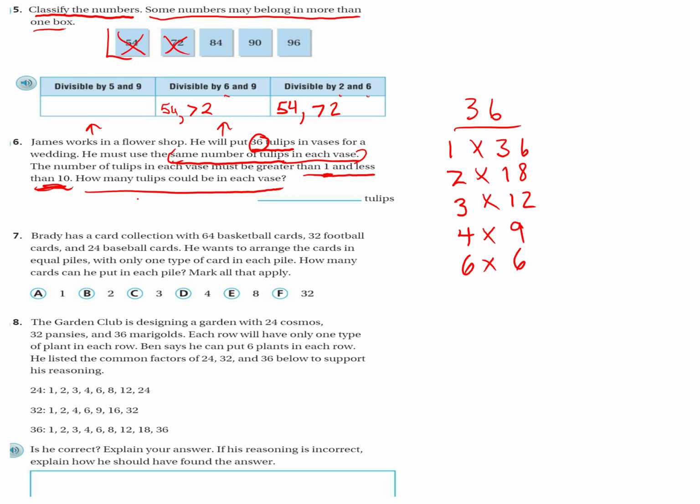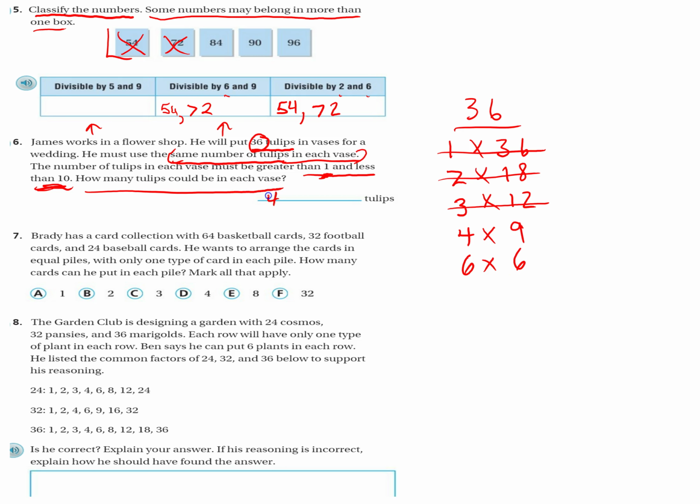How many tulips could be in each vase? Well, we can't do the 1 in 36 because the number of tulips in each vase must be greater than 1, less than 10. Greater than 1 here, but not less than 10 over here. Greater than 1, but not less than 10. Greater than 1, less than 10. How many tulips could be in each vase?